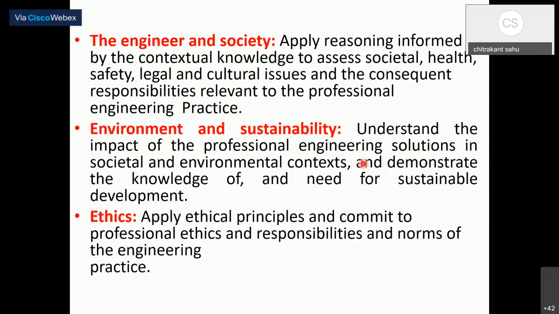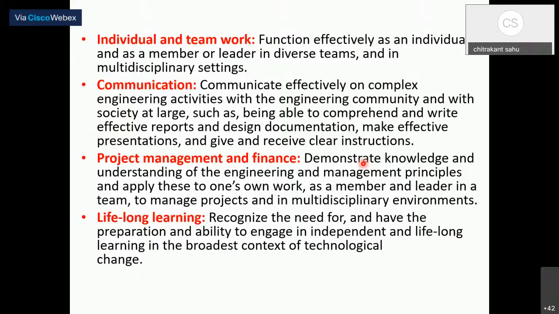And then the behavioral part. The behavioral part will consist of engineering in society, what happens after being an engineer, how it will serve society, environment and sustainability, and ethics. Every engineer should practice ethics, individual and teamwork.